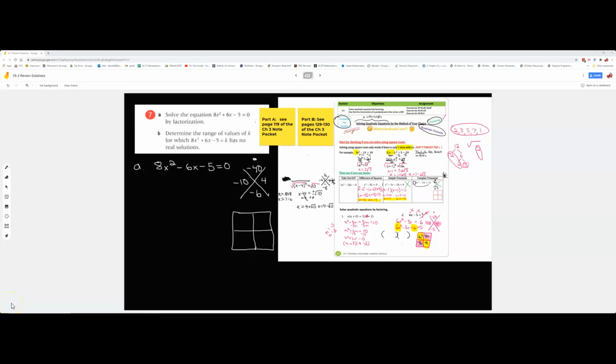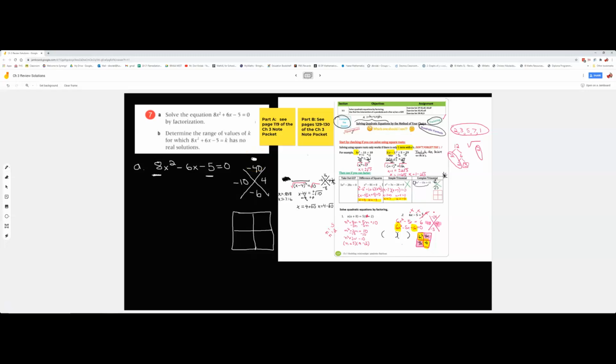Okay, number 7, part A. Solve the equation 8x squared plus 6x minus 5 equals 0 by factoring. So since this quadratic has a leading term that's not 1, I'm going to multiply the leading term times the constant and get negative 40.